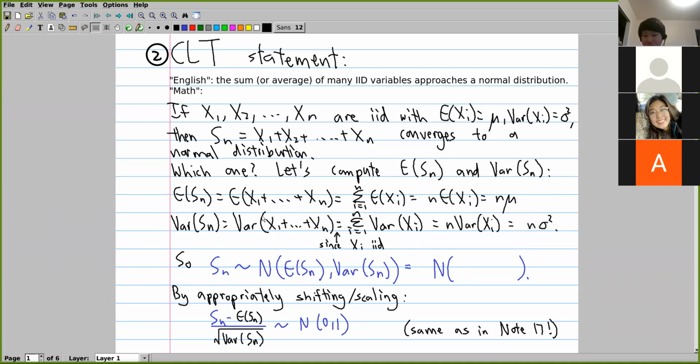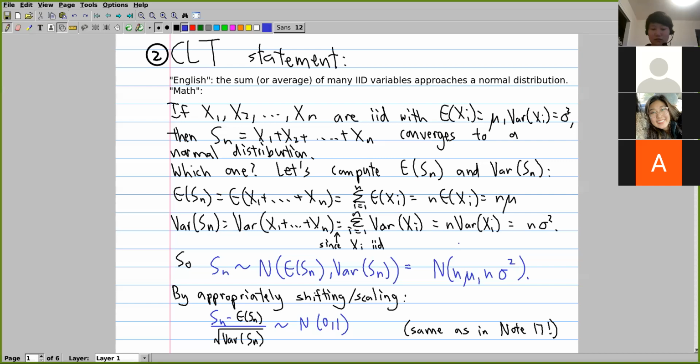All right. So now we see that Sn will be a normal distribution where the expectation is the expectation of Sn and the variance is the variance of Sn, because that's what you would expect it to approach. So, what are these specifically? We just found these values, so let's plug them in. This is going to be exactly normal of n mu and n sigma squared. So this is the mean, and this is the variance of Sn.